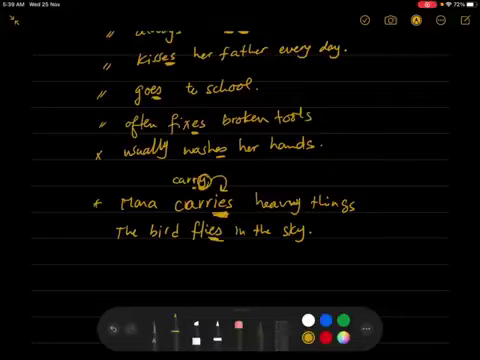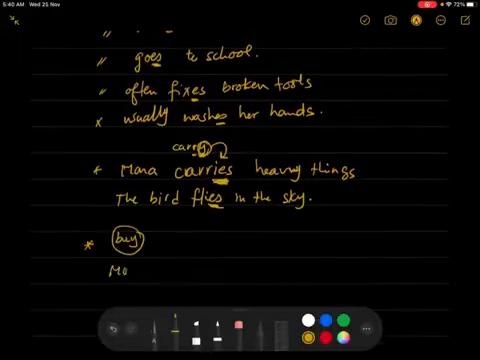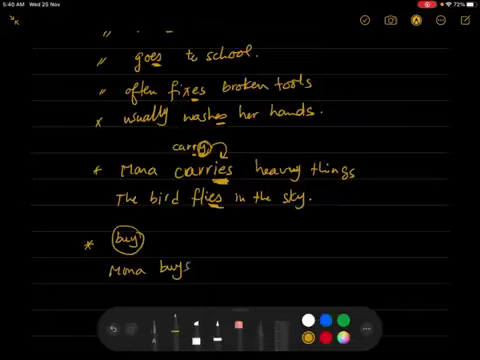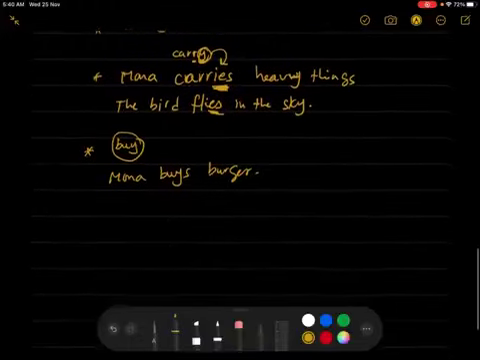Here the original verb fly ends with a y. When it comes in the present simple, we change the y into ies. And if the verb ends with a y preceded by a vowel letter, we add only s. Like for example, the verb buy. We say Mona buys burger.